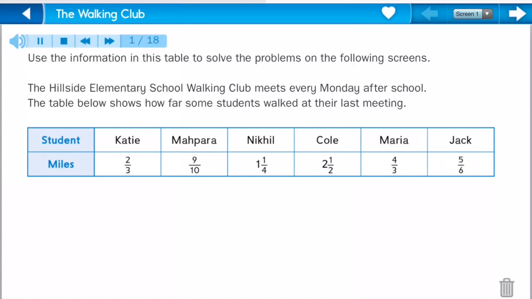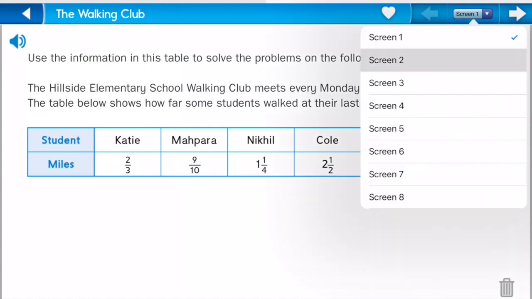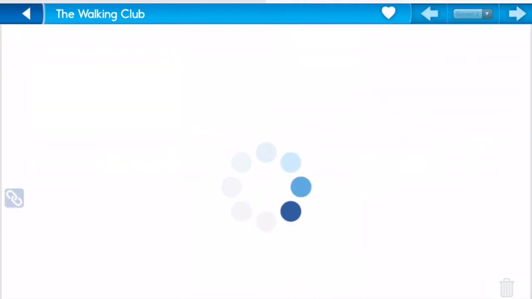The Walking Club. Use the information in this table to solve the problems on the following screens. The Hillside Elementary School Walking Club meets every Monday after school. The table below shows how far some students walked at their last meeting. All right. So today we're going to be learning about multiplying fractions by a whole number. So here they gave us some information about the students, and we're going to go on to the next screen, and we're going to see what they need to know.